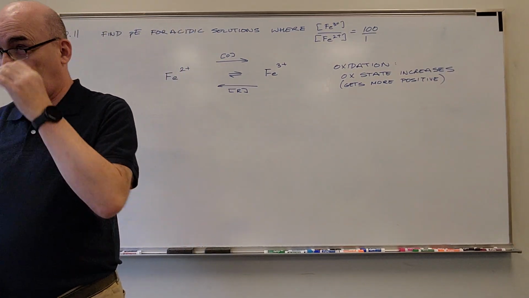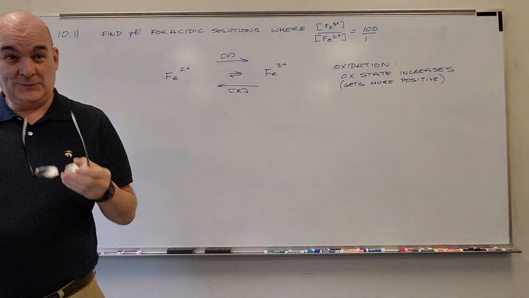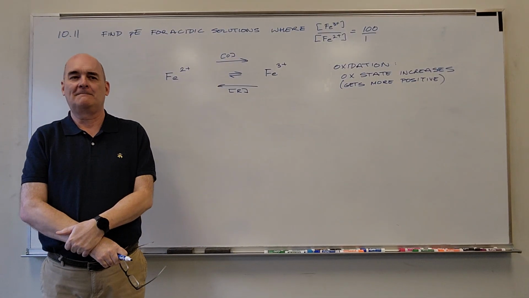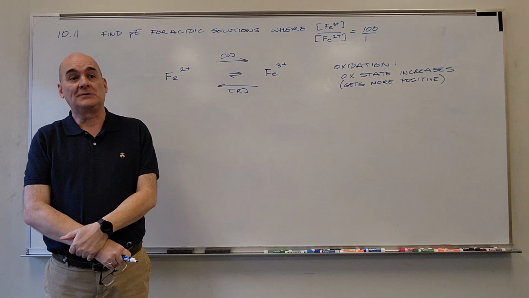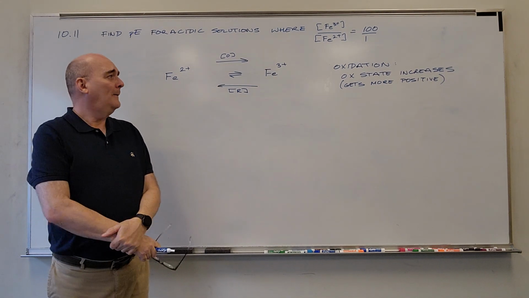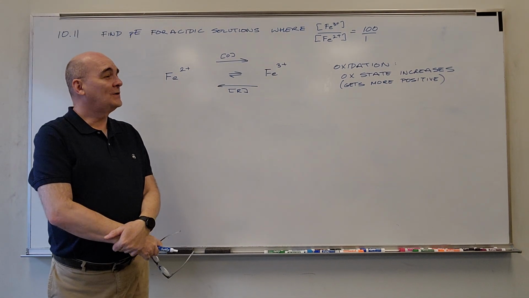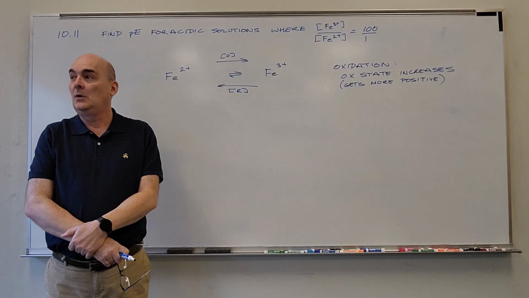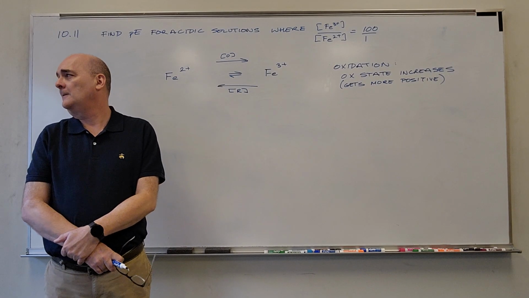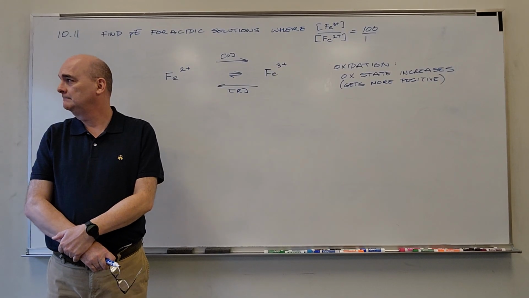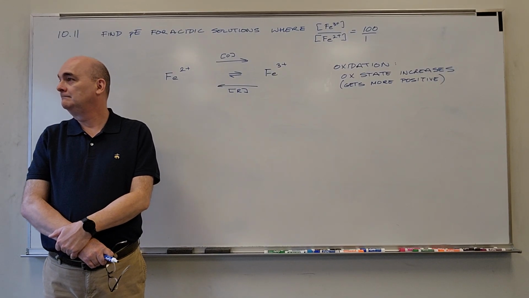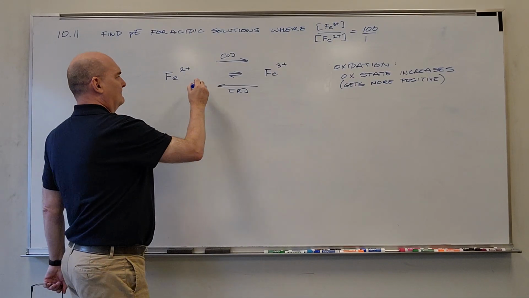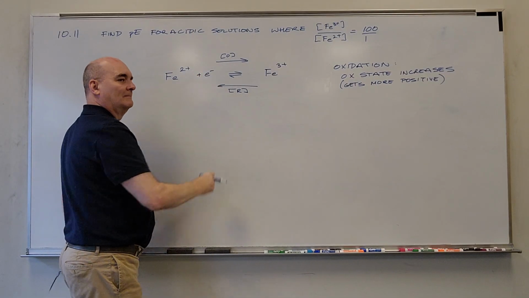Can we remember from Chemistry 1 what our textbook definition of an oxidation was? Loss of electrons. Oxidation is the loss of electrons. To go from 2 to 3, how many electrons have I lost? Just the one. Which side of the equation do I write it on? The left side. Plus electron, right? Yeah. Okay. Right?